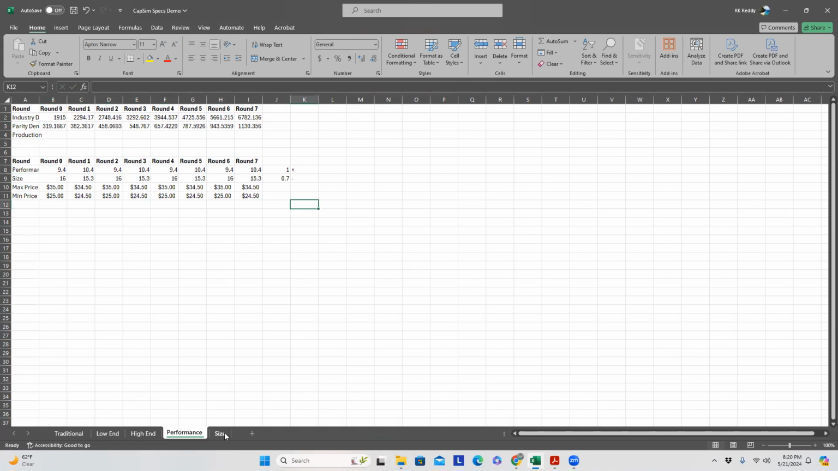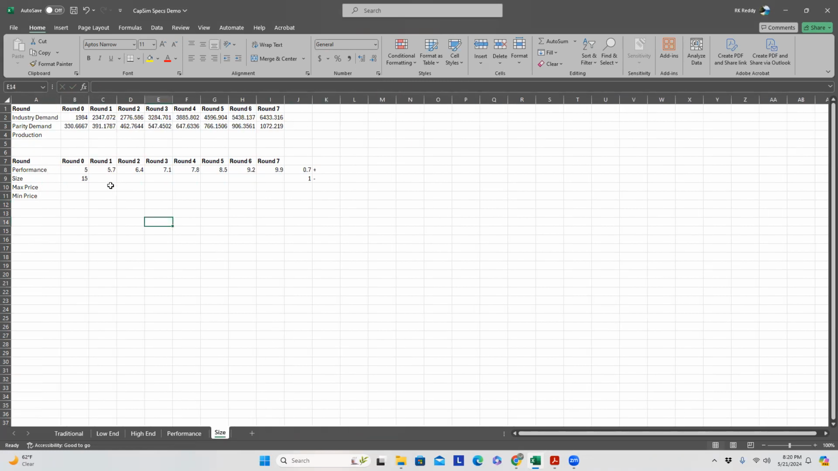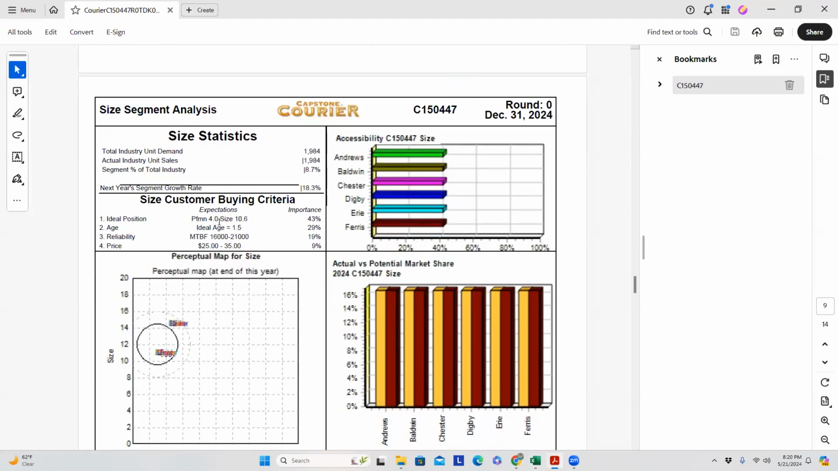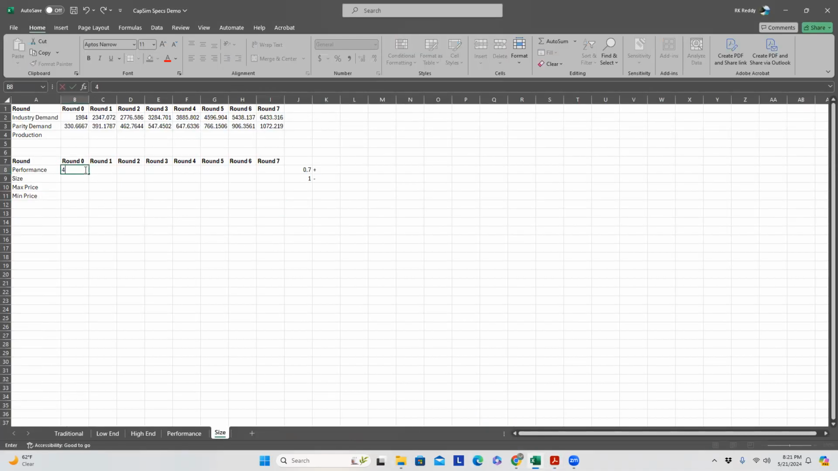Now let's look at the last product, that is your size product. Okay, so I miscalculated here, so let me erase this. So what do they want in terms of size here? They want 4.0 and 10.6. And they want a maximum price of $35 and a minimum price of $25, very similar to the performance product.